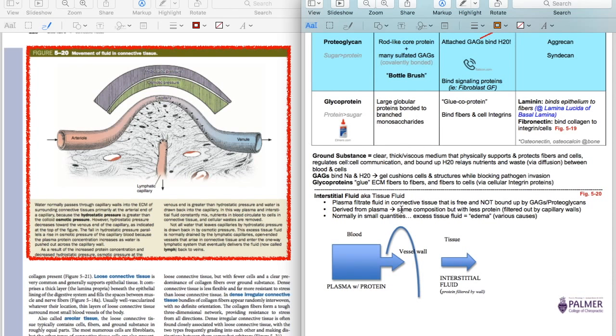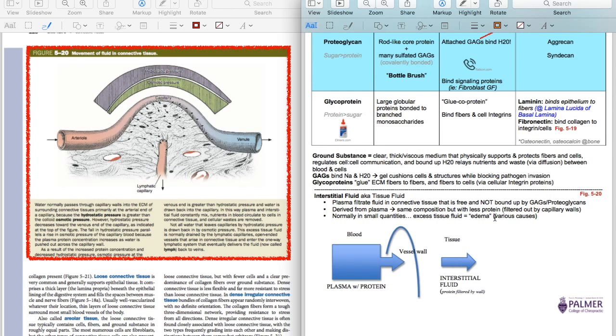So it comes from your blood plasma. It's less protein rich than blood plasma because it has to squeeze through your blood vessel walls. And those little fenestra windows that you learn about later, the little pockets that this blood plasma squeezes through, allow fluid to get through, but filter out protein, because protein is a lot bigger than the fluid. So normally, you have very little interstitial fluid. If you have too much, it's called edema. There are many different causes, and usually it's not a good sign.